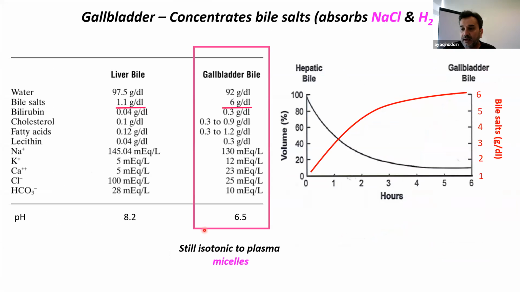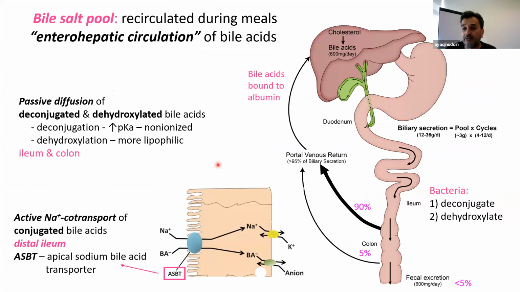This is what we have talked about, the concentration differences between the bile which is produced by the liver and the bile which is produced by the gallbladder. Now, we said that in the ileum and the colon there is deconjugation, and there is also dehydroxylation, which happens by the bacteria which are present in the ileum.